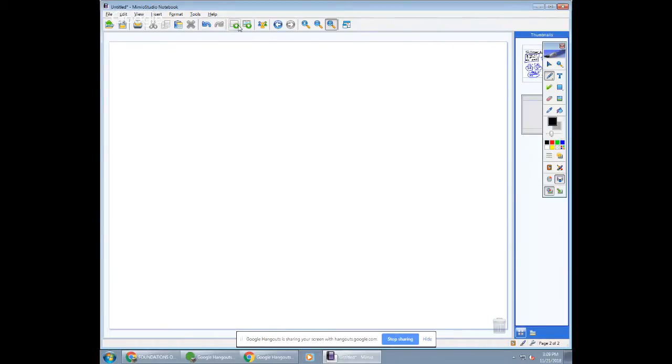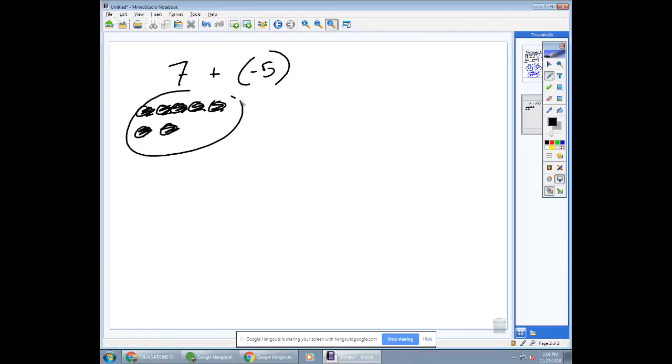Let's try another pair of problems. How about if we try 7 plus -5? We want to use these toys and our key to figure out what that sum is. So I have to make myself a group of 7. I'm going to make myself a group of 5. And then put them together.